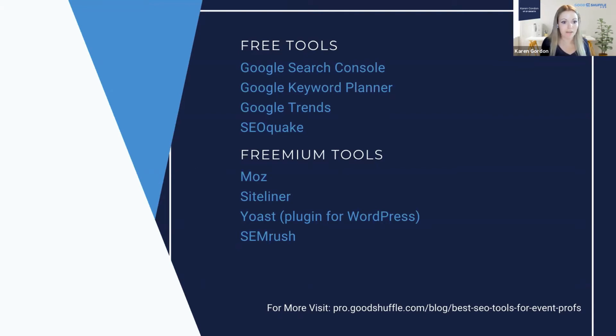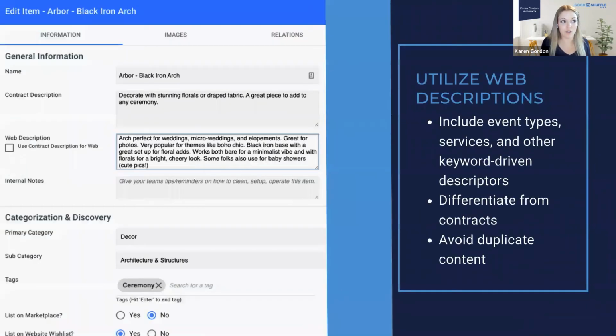Now, once you know those keywords, we've already talked about they should be on your landing pages, but there's other places you should make sure you're using them as well. So in Goodshuffle Pro, you have the opportunity to create a web description for every single item. Some people get a little intimidated when I say words like every single item. Keep in mind, you can do this gradually over time. Typically, the system will just default to putting your contract description on the website. Great, easy, good for a lot of things.